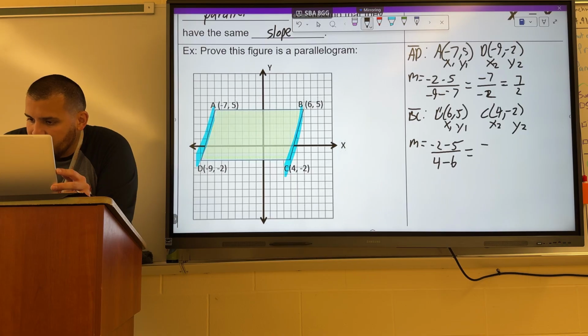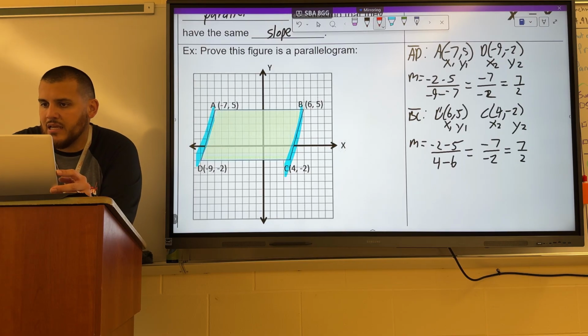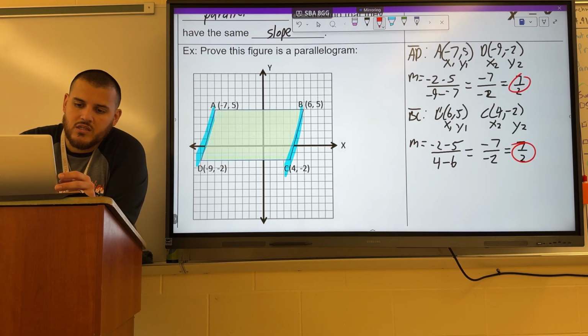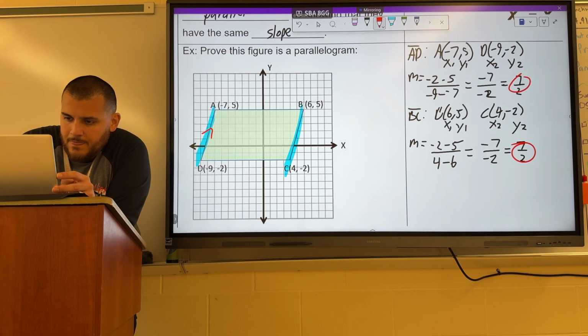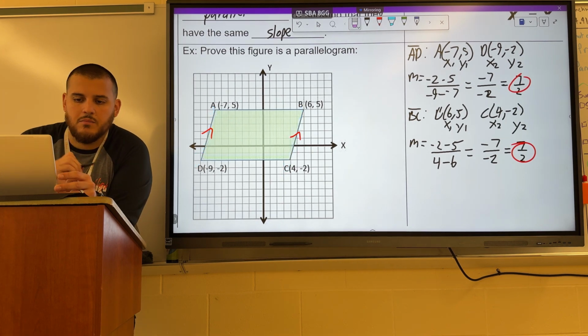Negative 2 minus 5 is negative 7. 4 minus 6 is negative 2. A negative divided by a negative gives me positive. Look, I got the same slope. So I just proved AD is parallel to BC.